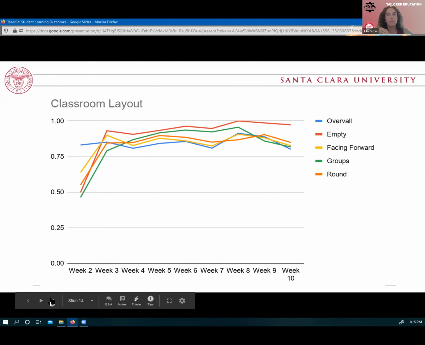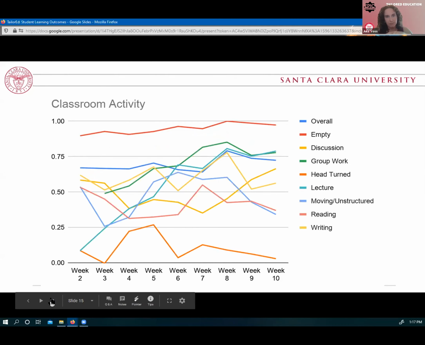Like the majority of the class, especially if we're thinking only about occupied chairs, is facing forward, attending to lecture. They're in groups, or it's in a round configuration, like a circle or a U shape. Where it gets more ambiguous, but arguably more meaningful for teachers, is what the next slide shows, which is activities. And here we have things like discussion, group work, head turn for a quick conference with a neighbor, listening to lecture, moving around the classroom, reading and writing as solo activities.